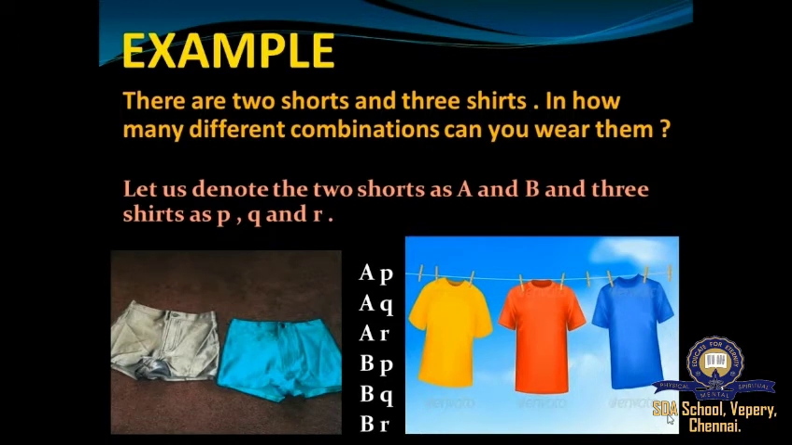Now I'm going to move to the second short, that is B. I'm going to combine B with the first shirt, that is P, that is BP. Again I'm going to combine the second short B with the second shirt Q, and again the second short B with the third shirt R. Understood students? So these are the combinations of shorts and shirts you can wear. So this is systematic listing.